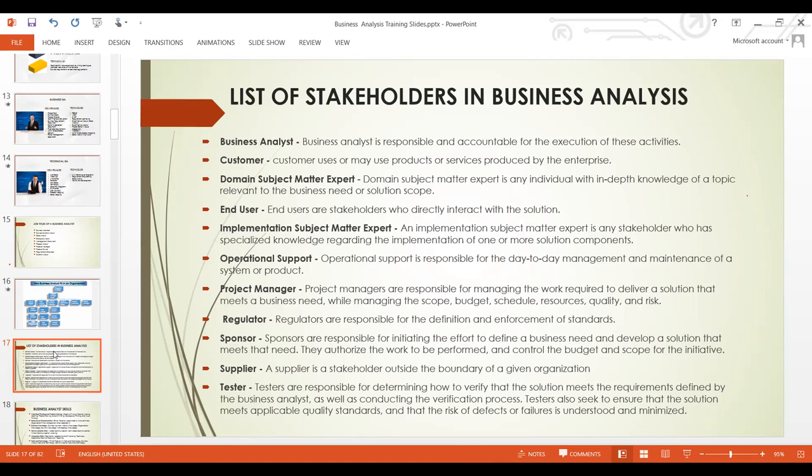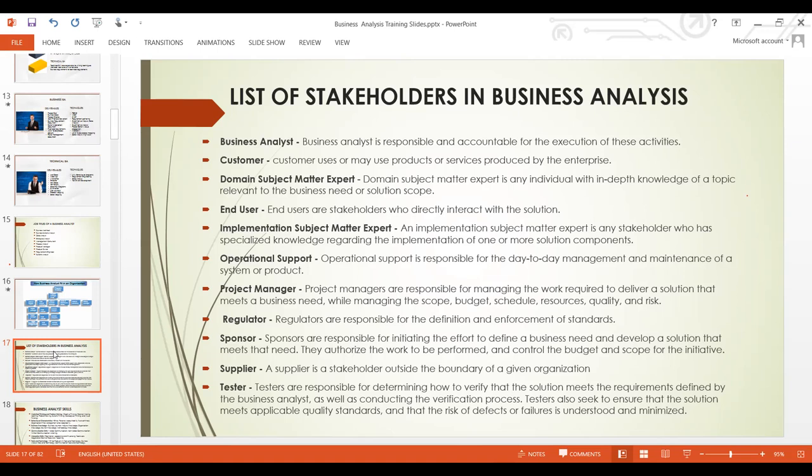Then another stakeholder here is an end user. An end user is a stakeholder who directly interacts with the solution. So the end user here can be somebody within the organization who is using that solution on a daily basis to do his or her job.